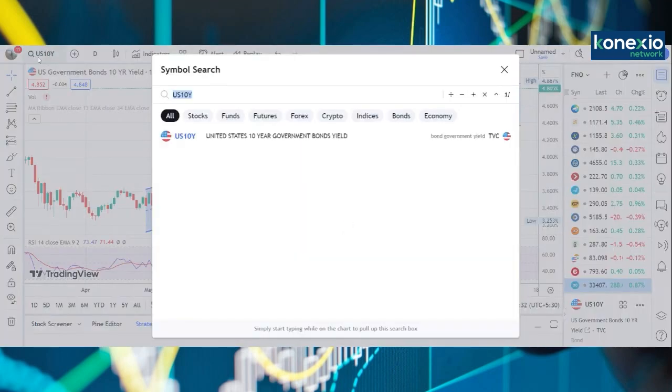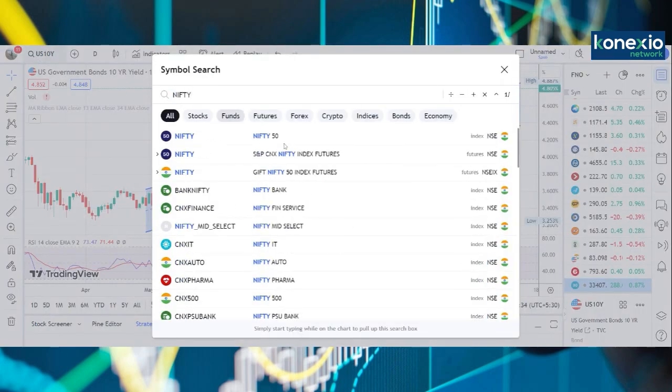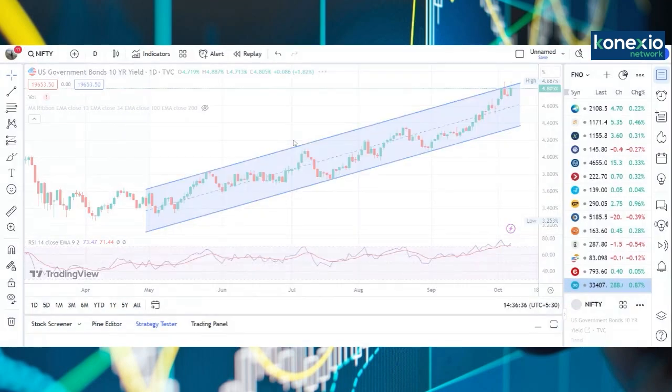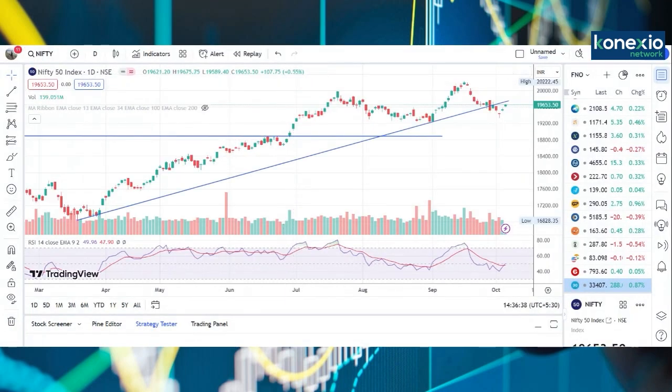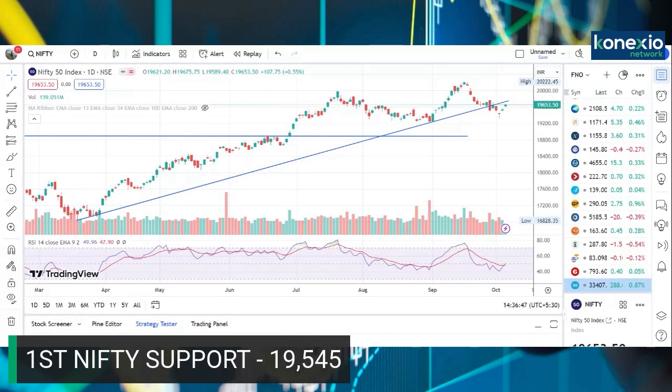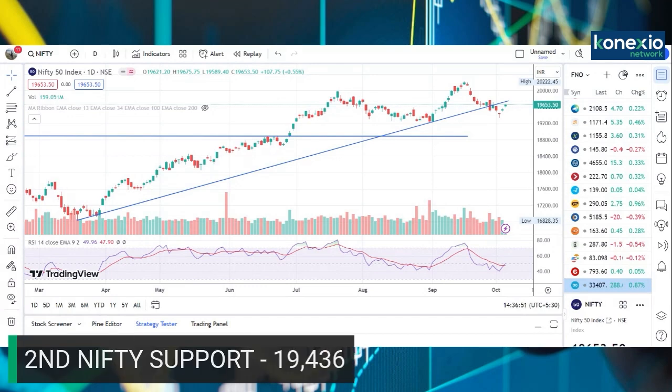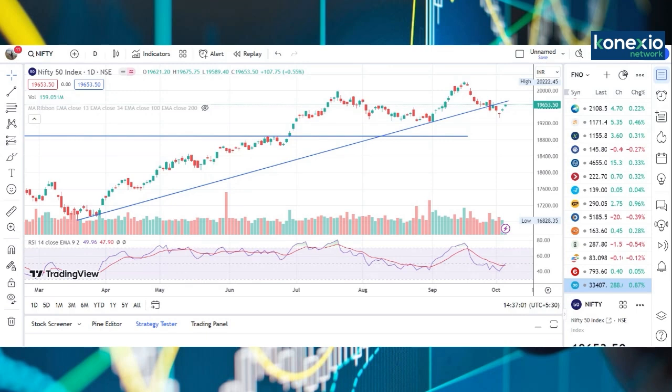So now let us come back to the Nifty daily charts, and we will discuss the important support and resistance levels in Nifty for the next week. So friends, the first support in the Nifty is placed at 19,545. Below that, the second support is placed at 19,436, and below that, the third support is placed at 19,333, which is the swing low of the last week.